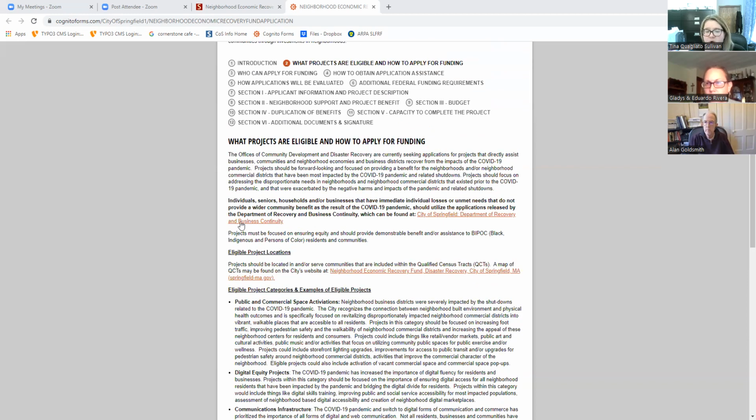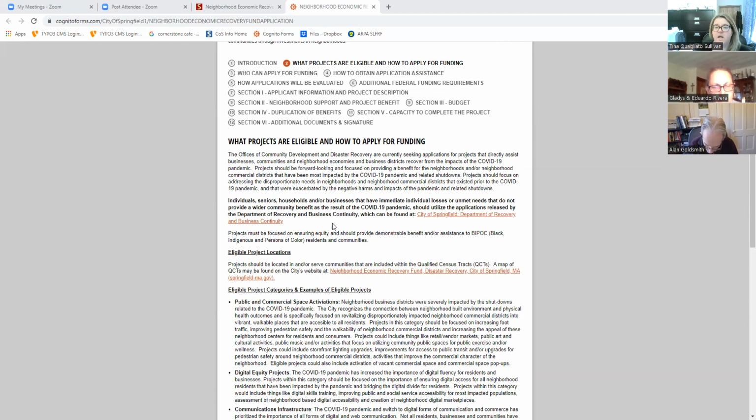The other thing I want to point out is that I've talked about how there needs to be an overall neighborhood benefit, that it couldn't be to just benefit one business or entity. And if you can't demonstrate that neighborhood benefit, this likely isn't the pot of money for you.